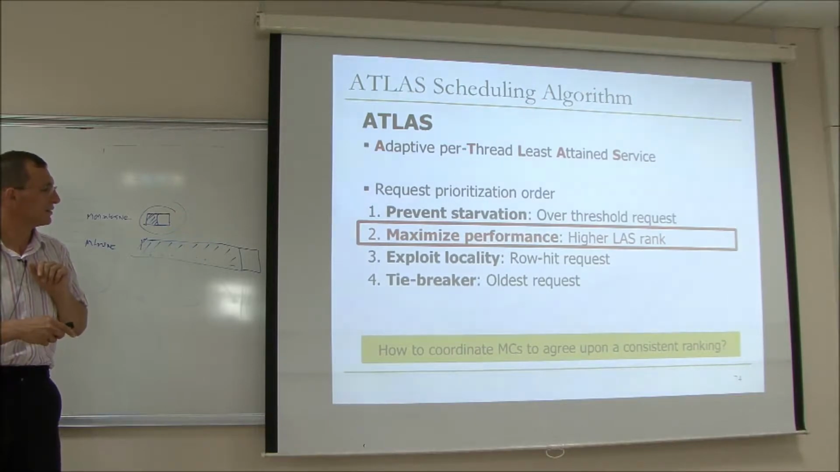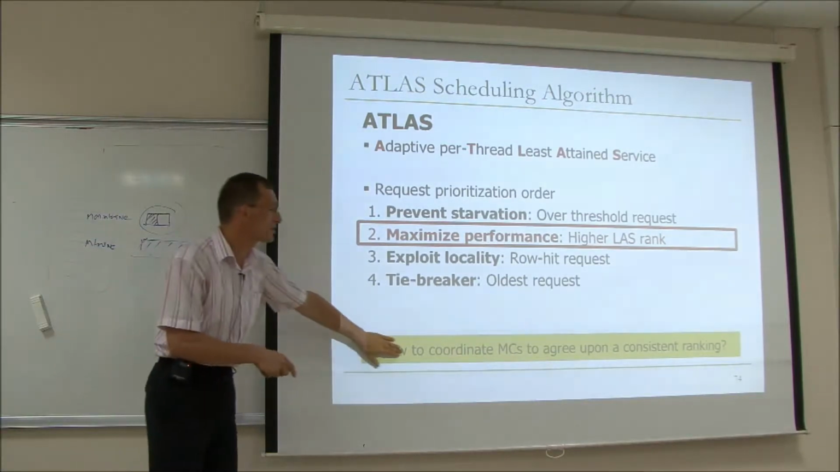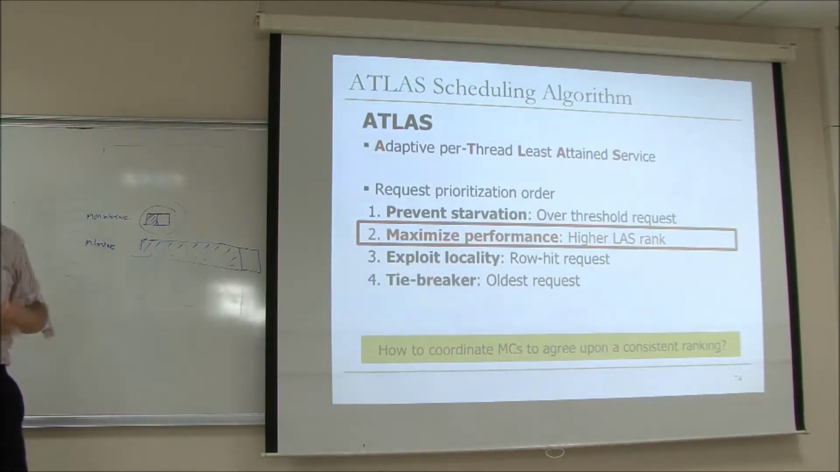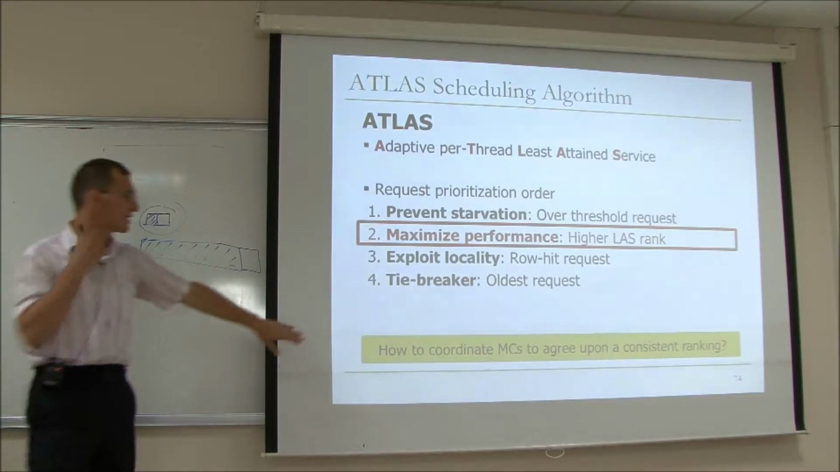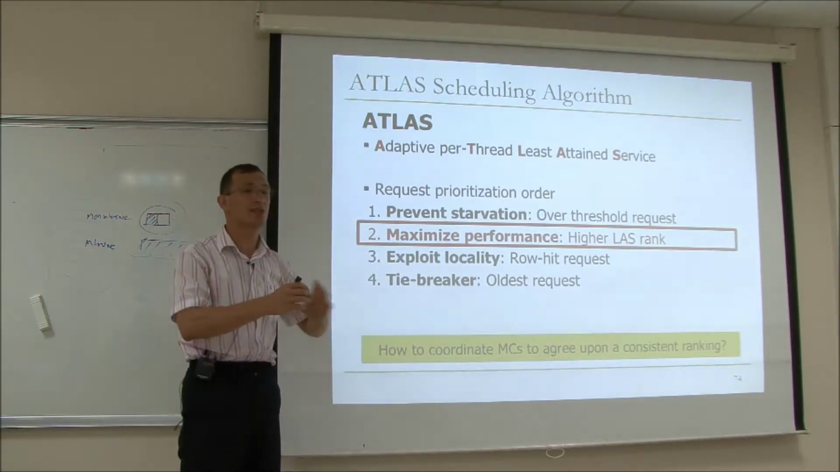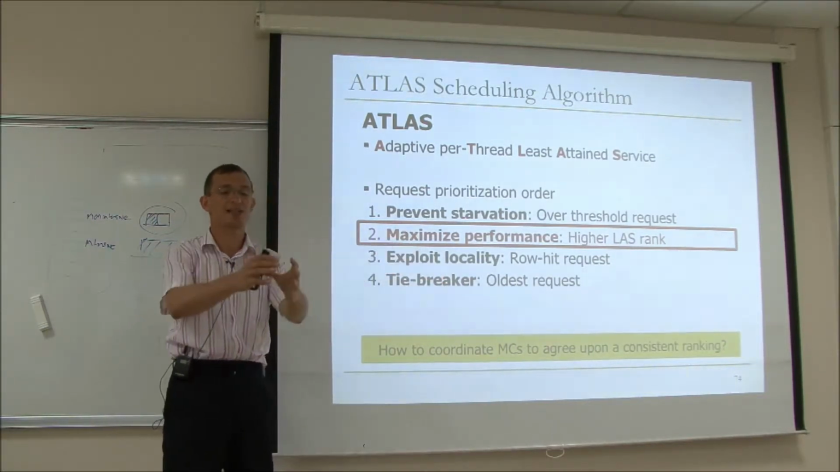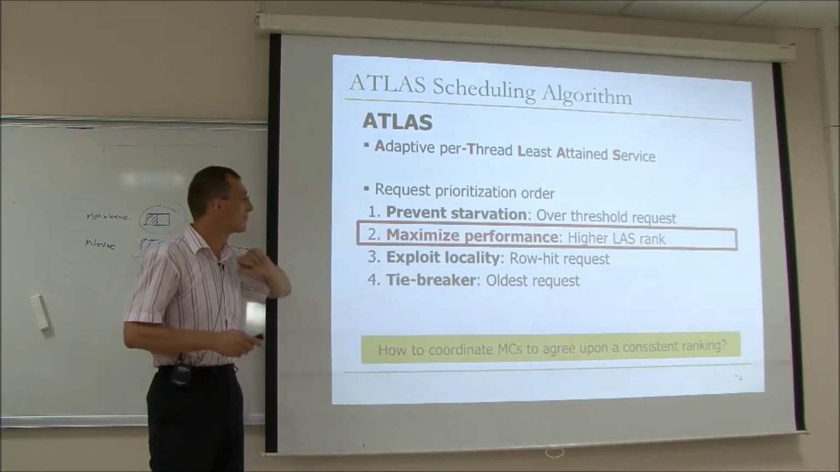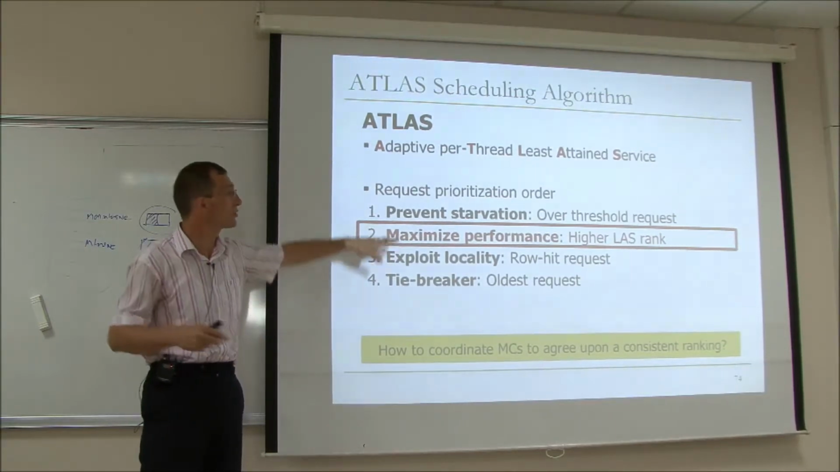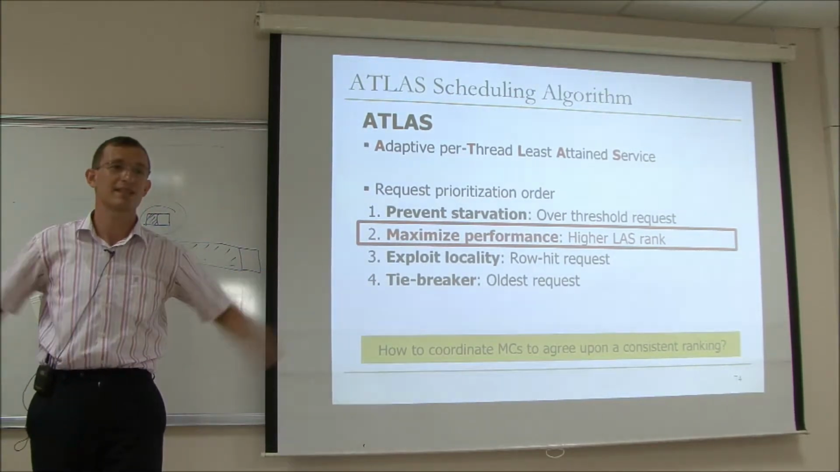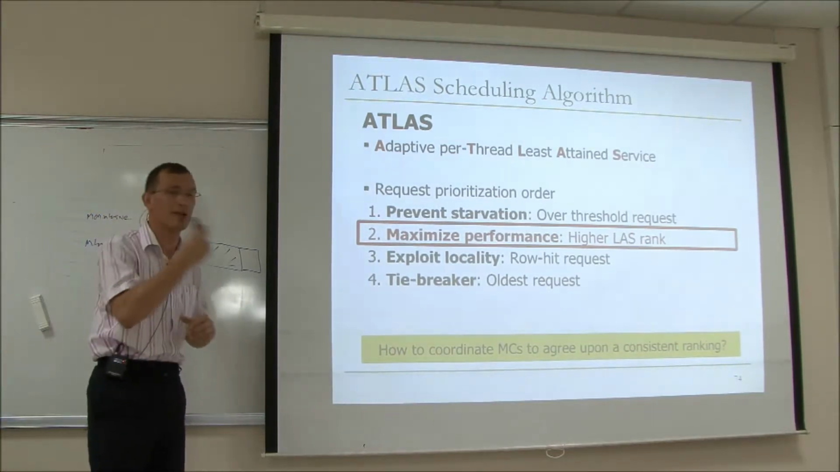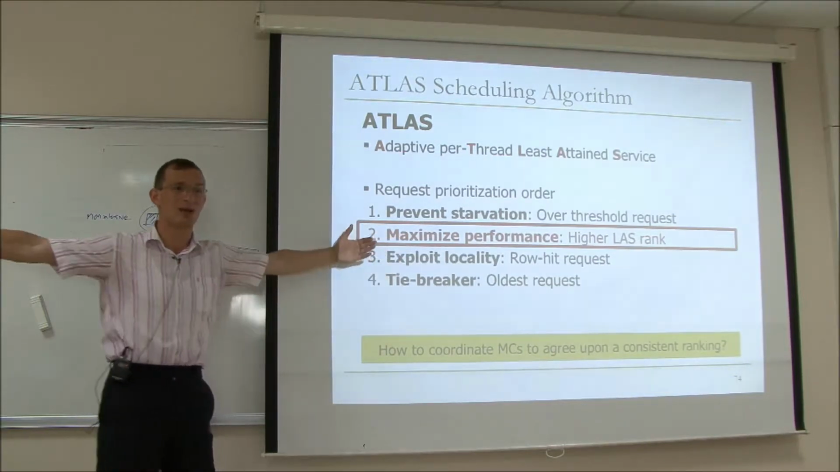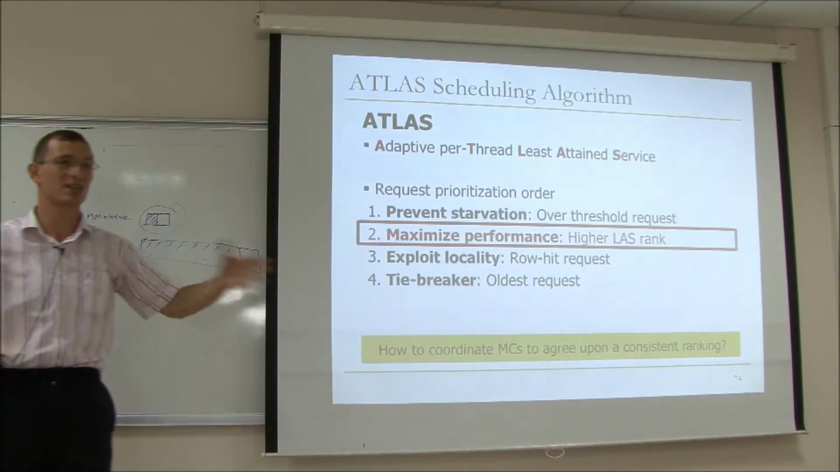So there's also the question, how do you actually coordinate memory controllers to agree upon a consistent ranking? This is actually interesting, but I'll not tackle that here. Basically, the idea is the memory controllers exchange information and send it to a centralized memory controller that determines the entire ranking. Because of the quantum granularity of millions of cycles, that's not a big problem, because you only send requests very infrequently to compute the ranking. That's another benefit of a long quantum, right? You can do coordination across different controllers in a distributed system.